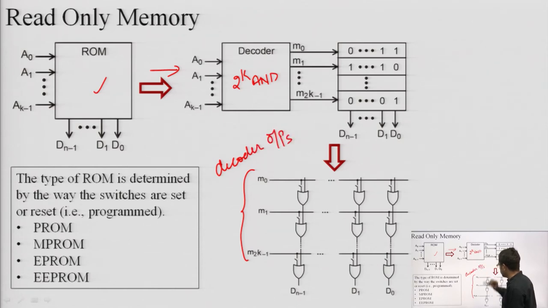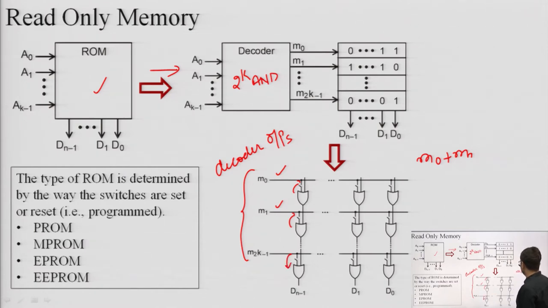So, these are decoder outputs, and at the output of the decoder there are OR gates. Which minterms need to be added? If I want to add M naught plus M 1, then I will close this switch and this will be open.